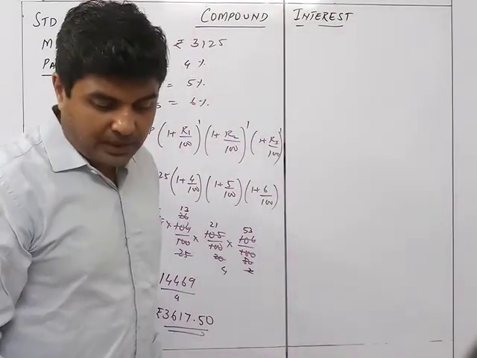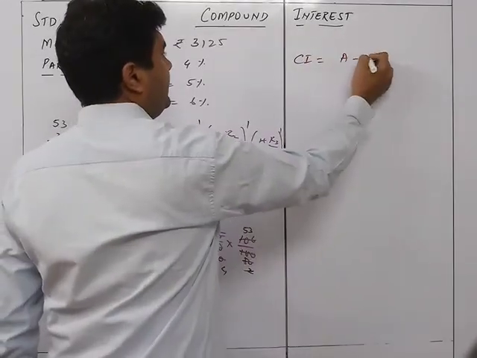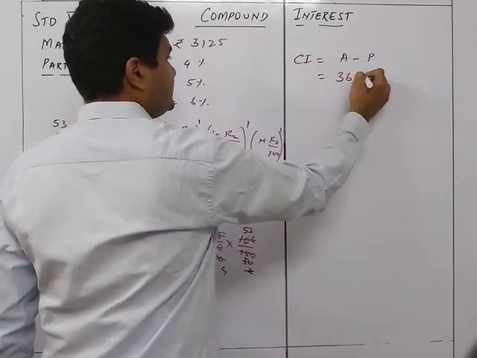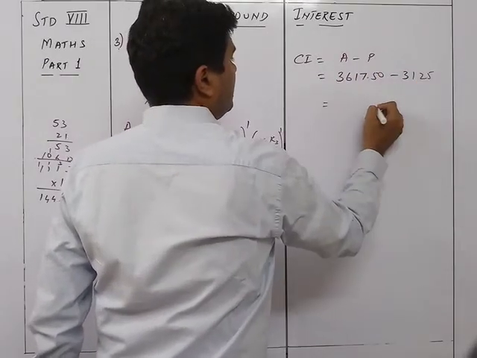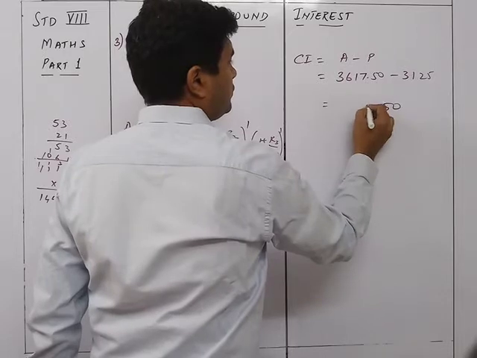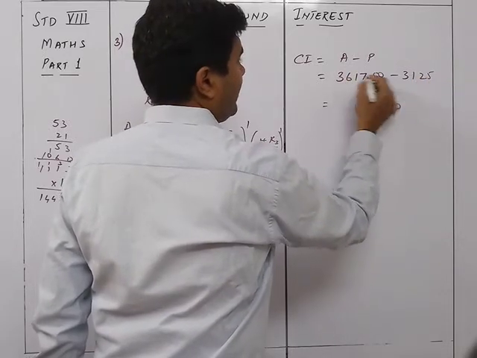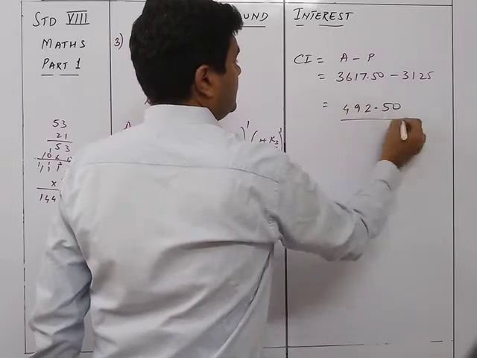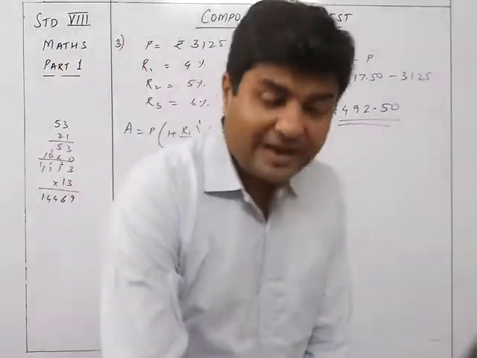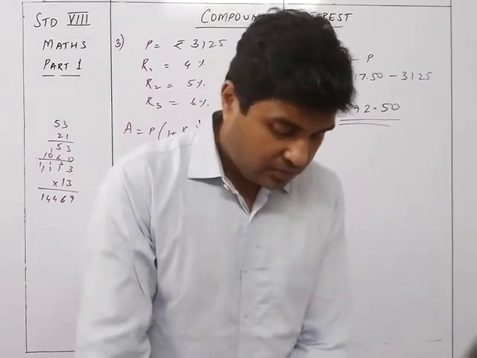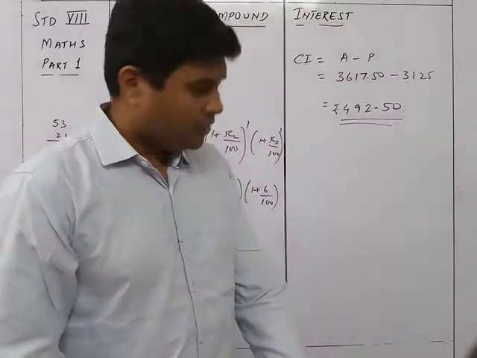You need to find out the compound interest. So we have CI is equal to A minus P, which is 3617.50 minus 3125, which is equal to 492.50. So rupees 492.50 will be the answer for sum number 3.